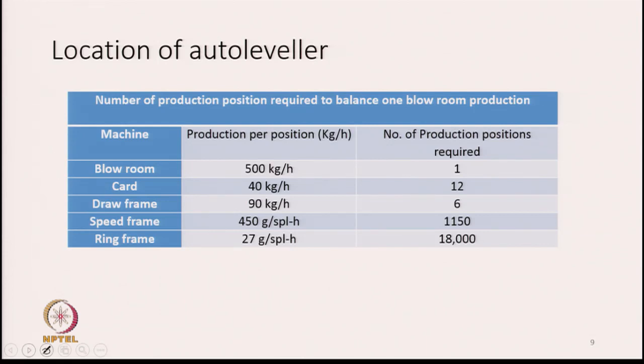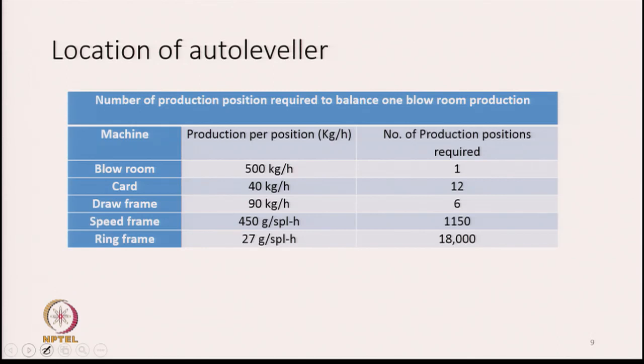The comb bar has not been shown here; there is another process called combing also. In some other course you learn that. So, these are the various machines which produce a carded yarn: blow room, card, draw frame, speed frame, ring frame. On which machine should we have the auto leveler? Typical production rates of the machines are also shown.